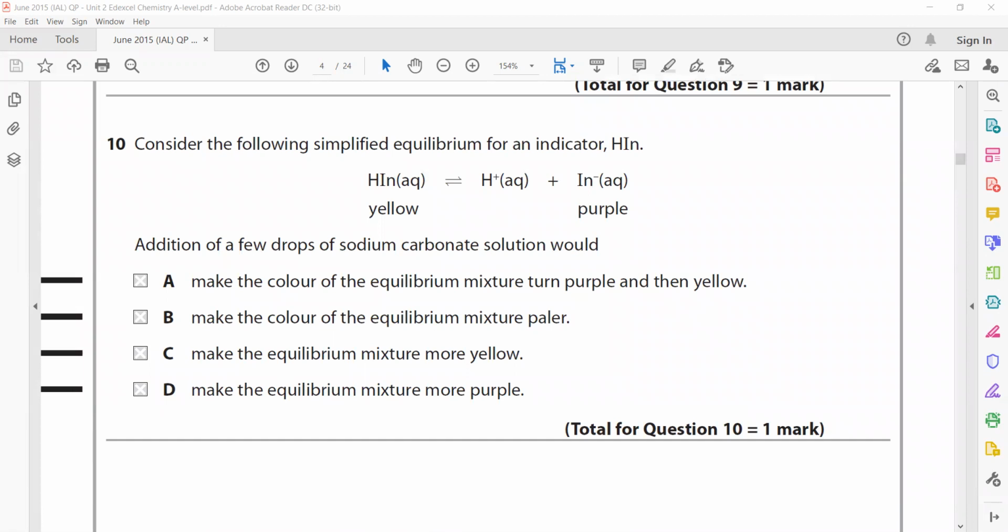For question 10, consider the following simplified equilibria for an indicator. Addition of a few drops of sodium carbonate. When we add sodium carbonate, the proton will react with sodium carbonate and the amount of product will decrease. So when the amount of product decreases, the equilibrium will shift towards the right hand side. The mixture will turn more purple because the acid, or the proton, reacts with sodium carbonate. So the amount of proton or hydrogen ion in the solution decreases. That's why the equilibrium shifted towards the right hand side.